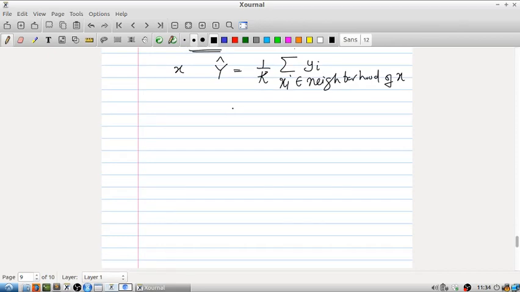So we have a bunch of these 2D points. Let's say I want to find the color for this point x. I'm asking, can you tell me what the color is for this particular point? You can just consider the neighbors of this particular point x.